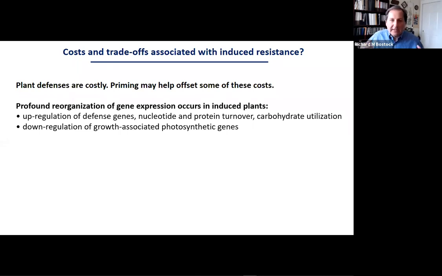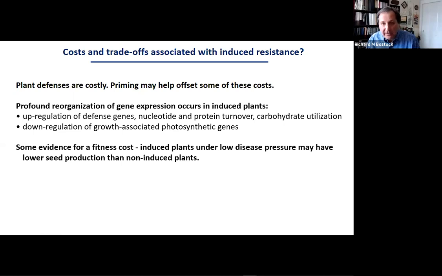It's because a lot of energy that the plant has to put into doing what I say here, reorganization of gene expression. What you see is this upregulation of defense genes and other things, but you see a downregulation of growth-associated photosynthetic genes. In other words, things the plant needs in order to fix carbon and grow. So if you do too much of this, you can kind of get the plant stuck a little bit.